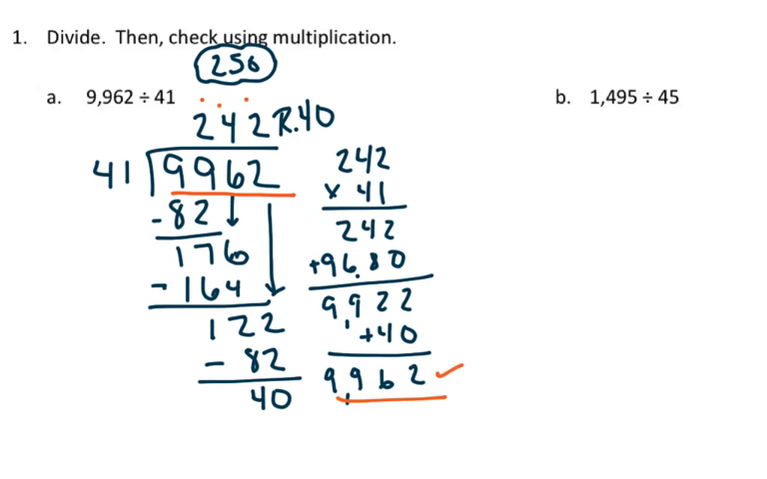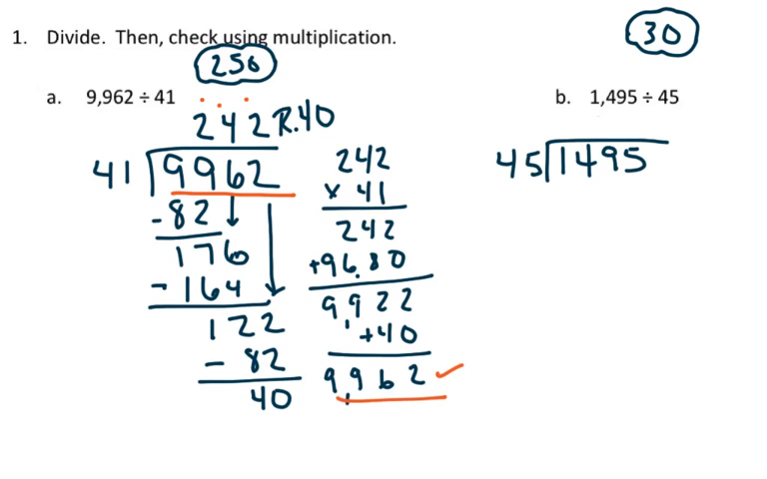Okay, so I'm going to do part B. And for part B, the estimate is going to be 1,500 divided by 50. This is a pretty simple mental math problem, so they should see that their answer is going to be around 30. Let me put that in a cloud up here. Okay, and I'm going to do the division: 1,495, my dividend, divided by the divisor of 45.